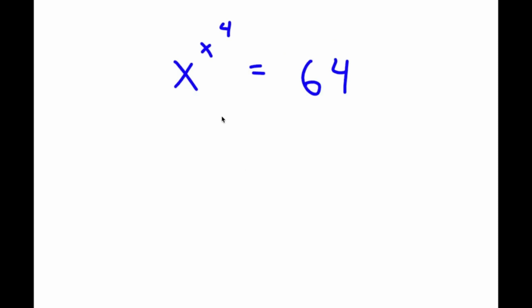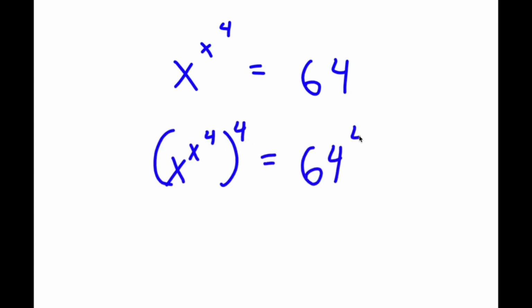Alright, so for this problem, I have x to the power of x to the power of 4 is equal to 64. So now to solve this problem, I'm going to first start by taking the power of 4 on both sides. So now I have x to the power of x to the power of 4 to the power of 4 is equal to 64 to the power of 4.